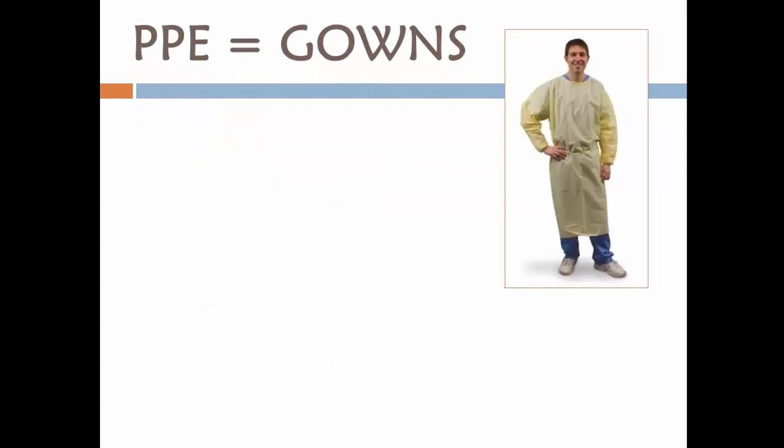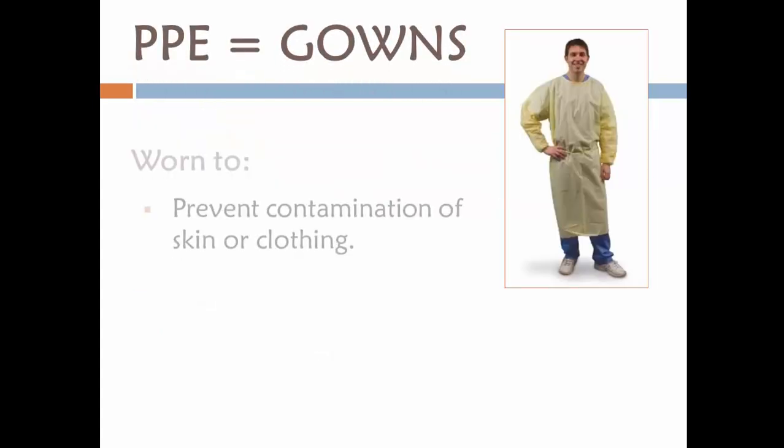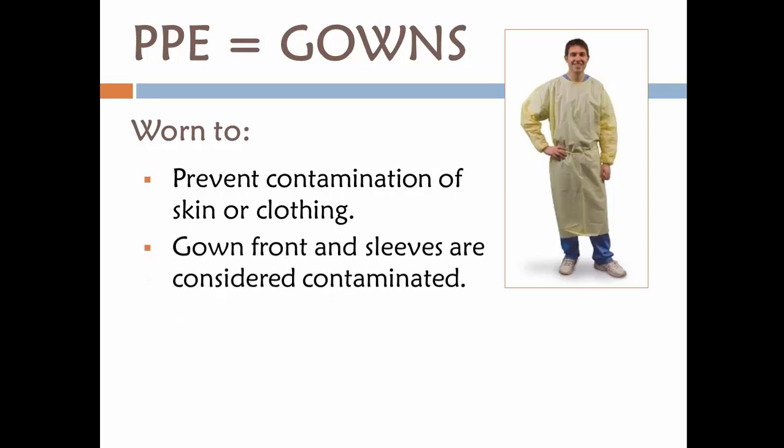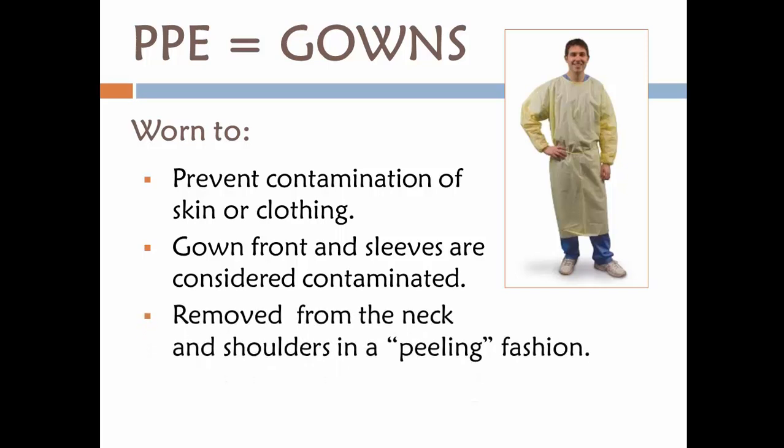Personal protective equipment includes gowns, worn to prevent contamination of skin or clothing when a known or suspected infectious agent may be transmitted via direct contact, splash or spray, or exposure to airborne substances. Gown front and sleeves are considered contaminated. They should be removed in a peeling fashion, starting at the neck and shoulders, turning them inside out to contain contamination. During removal, contact should only be made with inner surfaces.